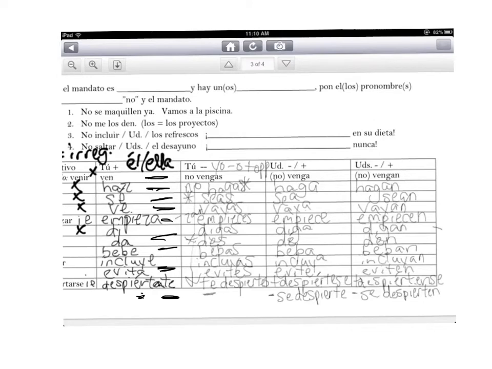For the negative tú commands, you're going to take the yo form of the verb, and I'm going to write, for example, the yo form of the verb, present tense of hacer is hago. You'll erase and take off the o, and then you're going to give it the opposite ending. Since hacer is an er verb, we're going to give it an AR ending. So the AR ending for tú is hagas.